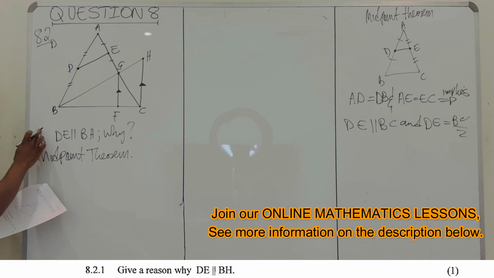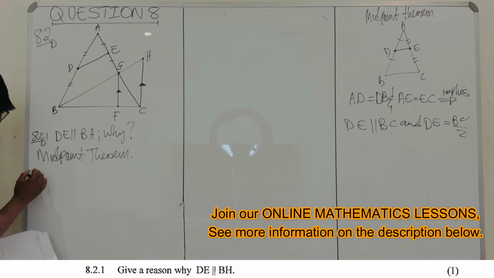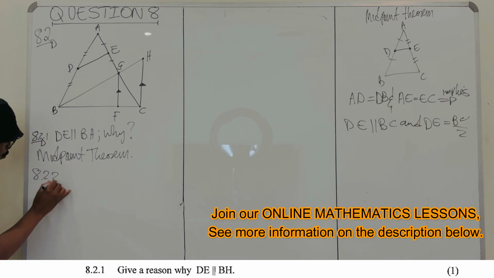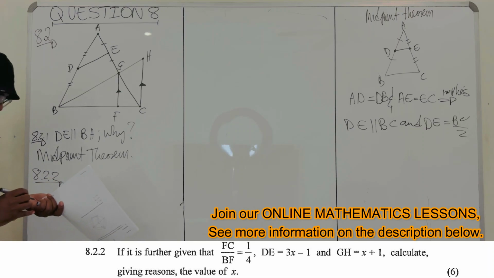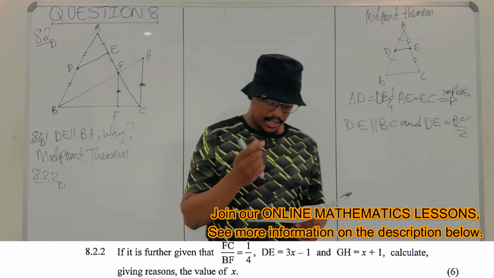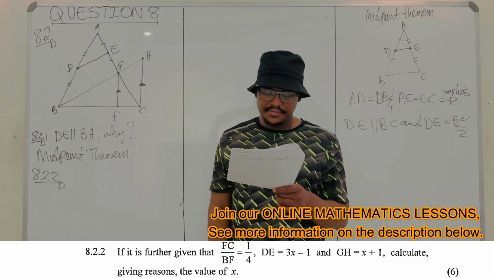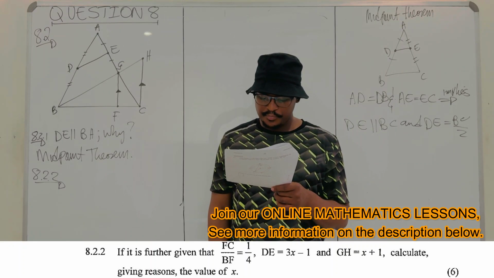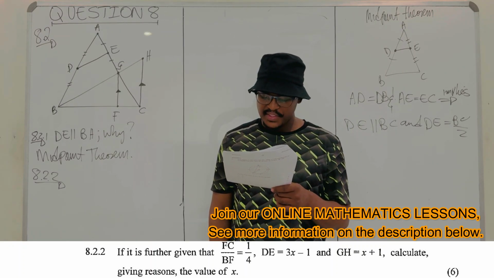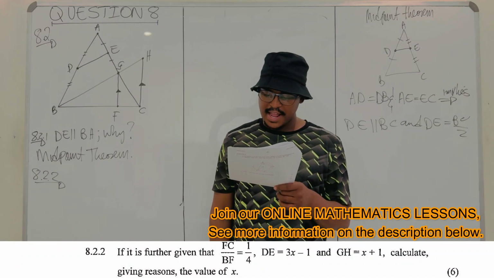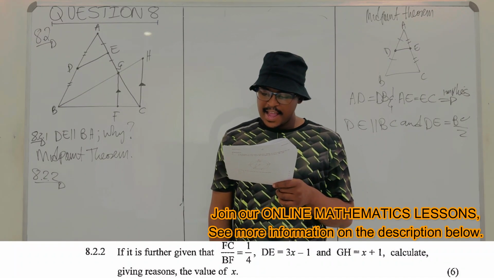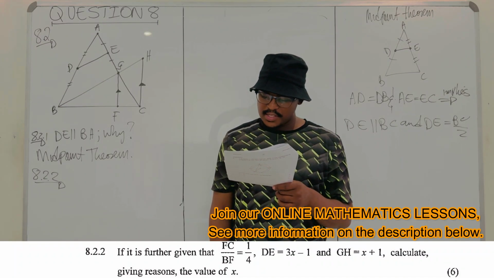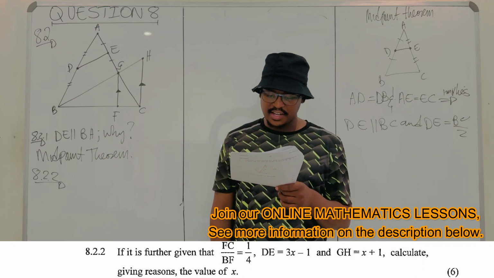We're done with 8.2.1. Now we go to 8.2.2. So what are they saying at 8.2.2? They are saying now, it is further given that FC over BF is equal to 1 over 4, and DE is equal to 3x minus 1, and GH is equal to x plus 1. Calculate, giving reasons, the value of x.